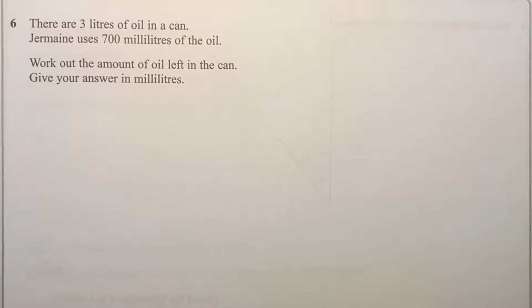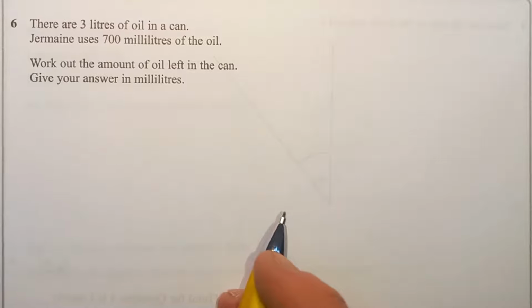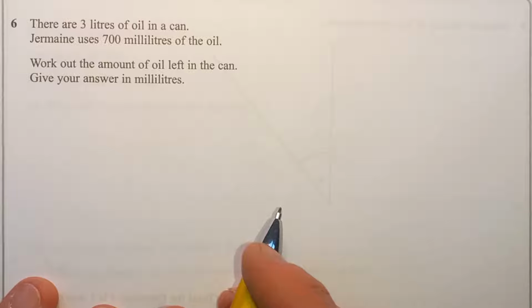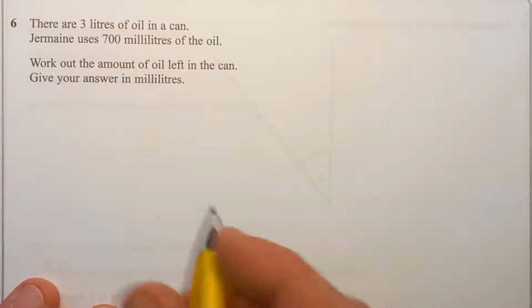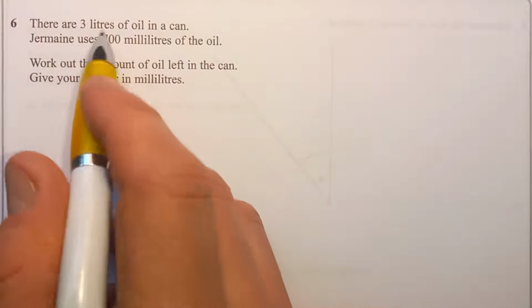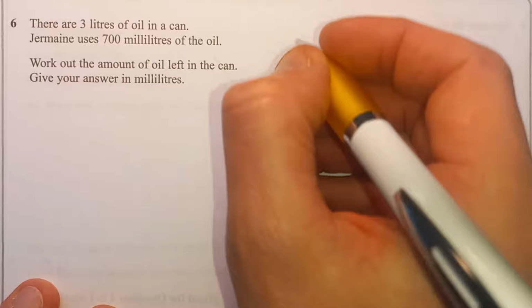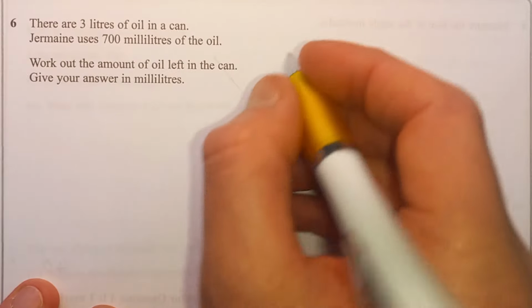Question 6. There are 3 litres of oil in a can. Jermaine uses 700 millilitres of the oil. Work out the amount of oil left in the can. Give your answer in millilitres. Well, we've got one measurement in litres and one in millilitres. So the first thing I'm going to do is get them in the same units.